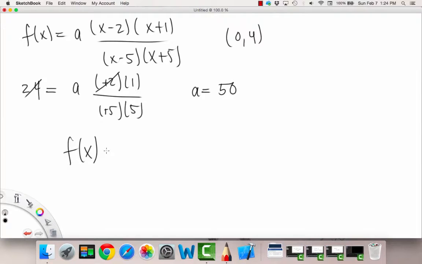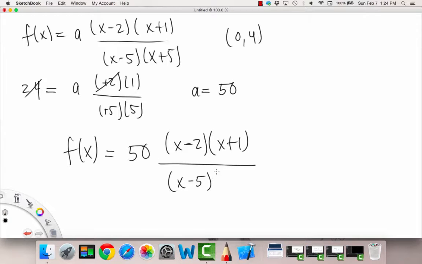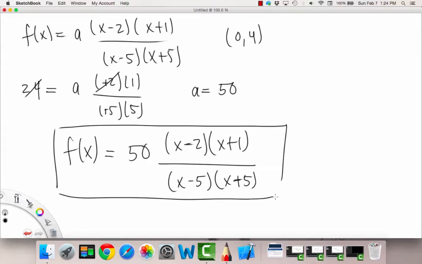And we can put that all together, so we get f of x is equal to 50 times x minus 2 times x plus 1 over x minus 5 and x plus 5. Okay, and that is the equation, or the formula, for our rational function.